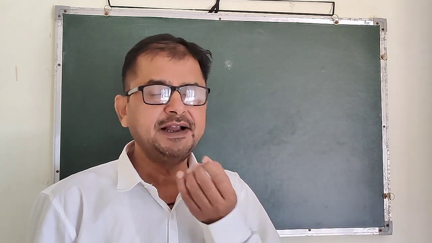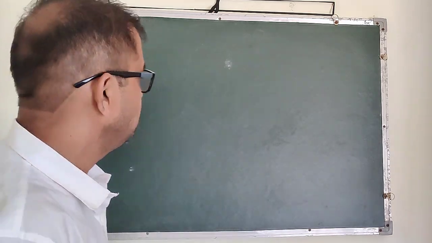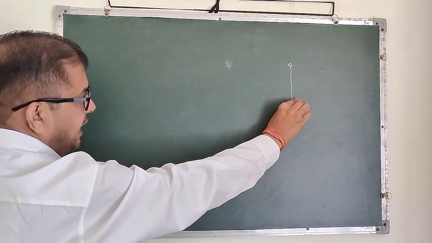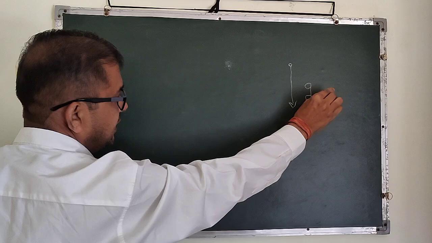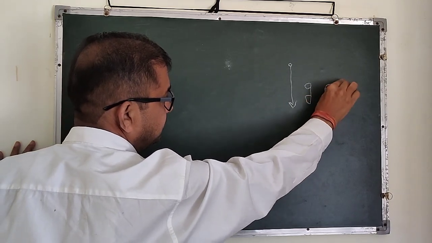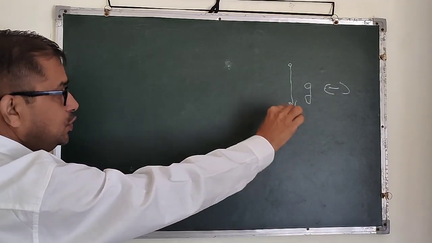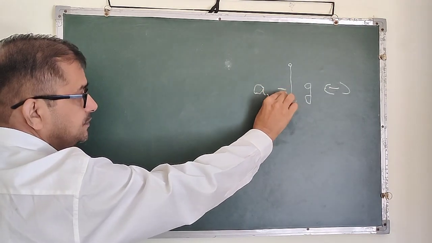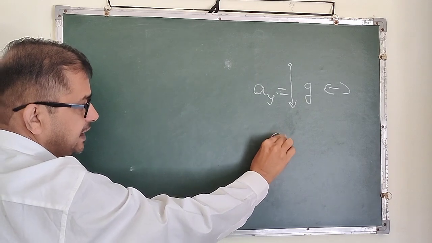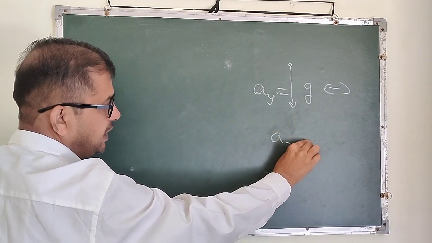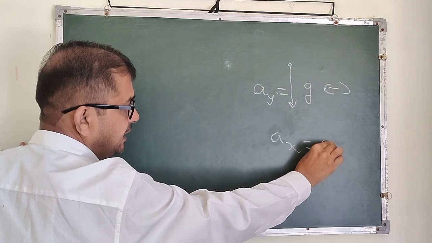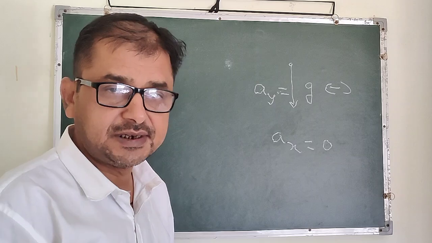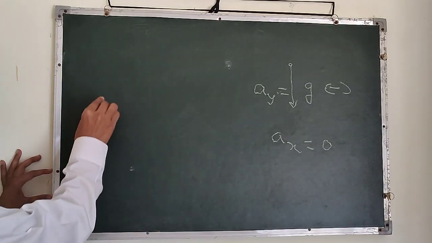So I am just considering a simple question, because in the vertical direction only acceleration g acts downward, and we consider the downward direction as negative. Clear? And there is no acceleration in the x direction. This is the acceleration in the y direction, and acceleration in the x direction we are assuming 0 because we are not considering any air resistance and so on. So first we see a simple question.